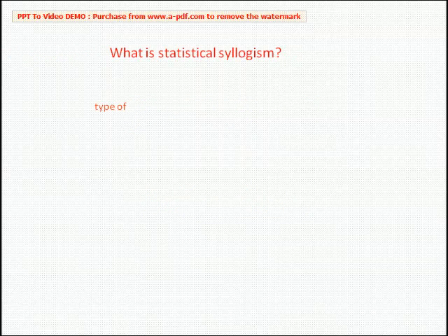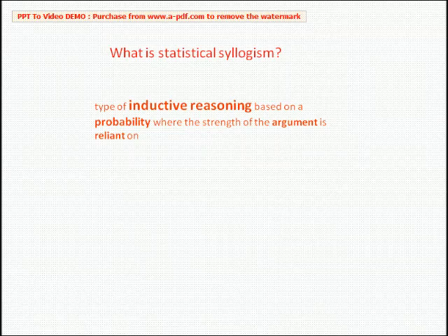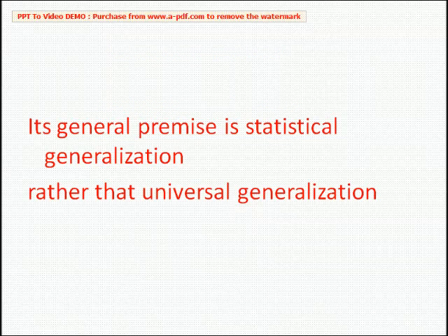Statistical syllogism is a type of inductive reasoning based on probability, where the strength of the argument relies on the strength of a generalization or major premise. Its general premise is a statistical generalization rather than a universal generalization.